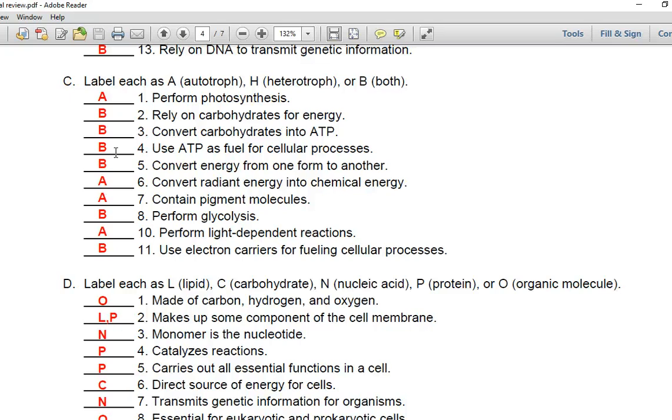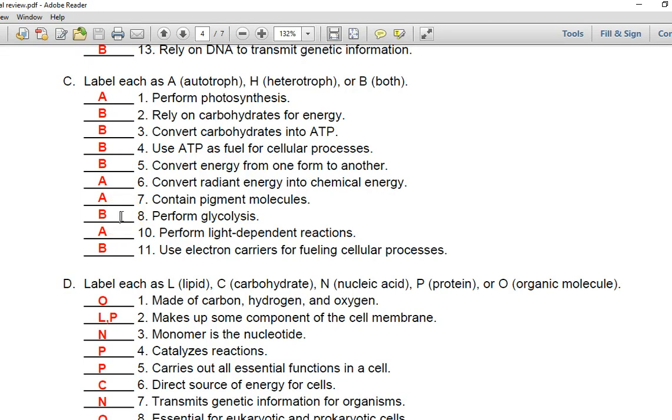All organisms do that. Number 5, convert energy. All organisms are able to do that. But autotrophs are able to take sunlight energy and turn it into something we can use. Number 6, convert radiant energy into chemical energy, A. Number 7, contain pigment molecules. Remember, pigment molecules are for absorbing sunlight. Okay, so that would be only autotrophs, A.